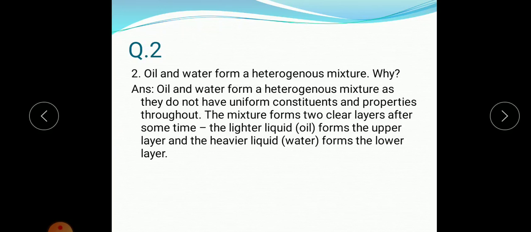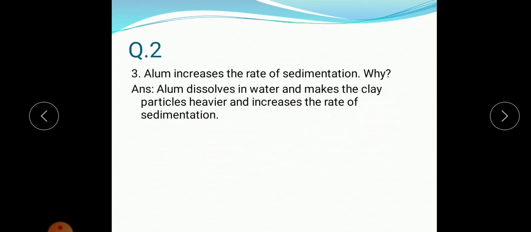Question number 2: oil and water form a heterogeneous mixture. Why? Oil and water form a heterogeneous mixture as they do not have uniform constituents and properties throughout. The mixture forms two clear layers. After some time, the lighter liquid, that is oil, forms the upper layer and the heavier liquid, water, forms the lower layer. So this is why oil and water form a heterogeneous mixture. These are the reasons.